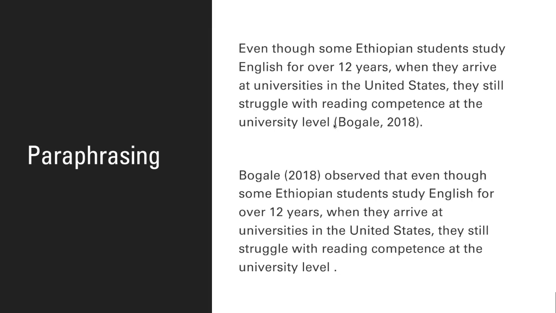And then I have in parentheses the last name of the author, a comma, and the year that it was published, close parentheses, and a period. The same exact summary or paraphrase can be said in this next one here. So I have Bogale, and then I have 2018 in parentheses to indicate the year. Observe that even though some Ethiopian students study English for over 12 years, when they arrive at universities in the United States, they still struggle with reading competence at the university level.